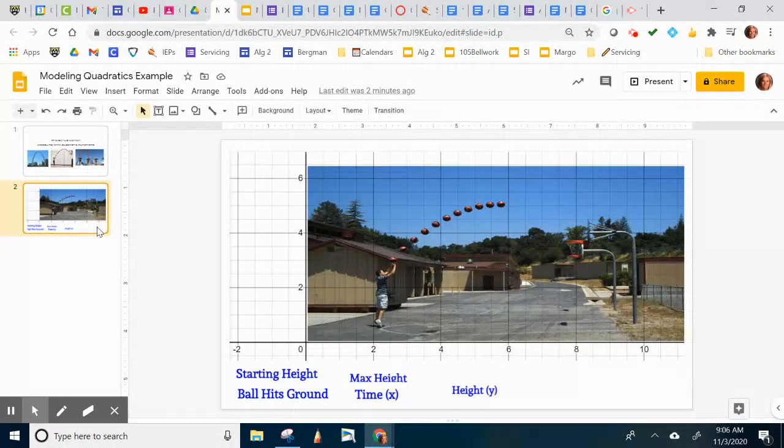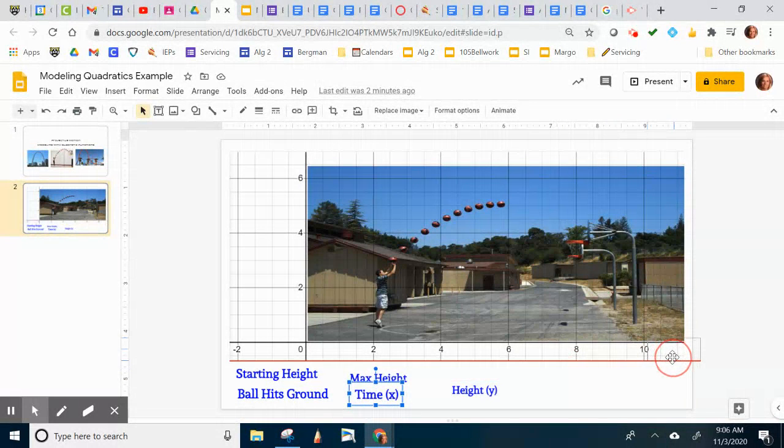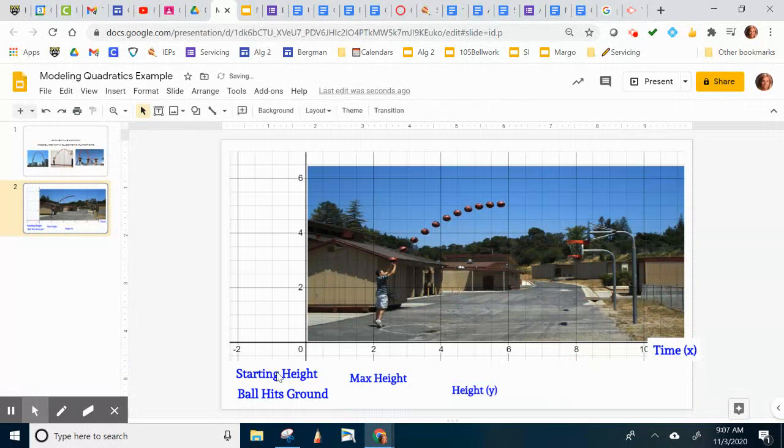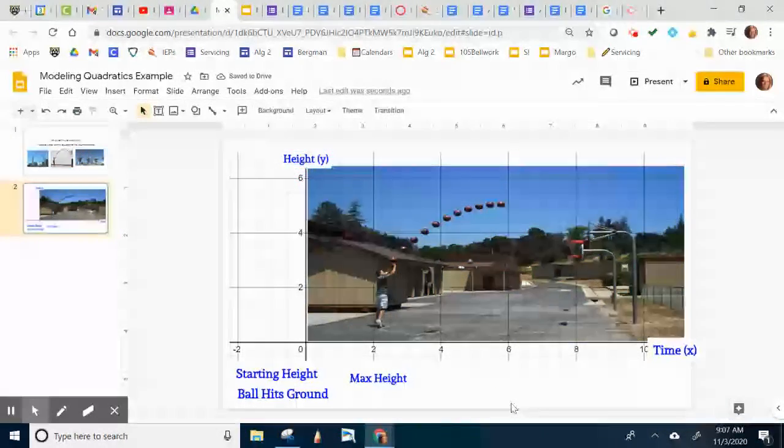So here's some guy shooting a basket. Let's start by labeling our X and Y axis. So remember, the X axis is horizontal. Our X axis is actually going to be telling us time. The Y axis, which is vertical, is going to tell us height. So I'm going to just label those for you. We're going to look at this picture and figure out what's going on.